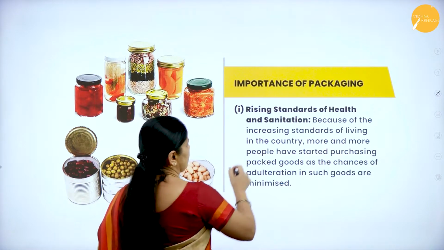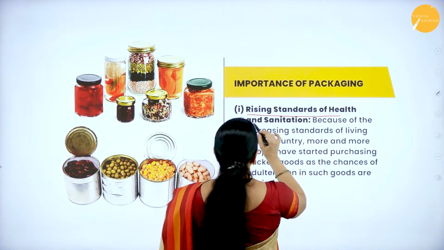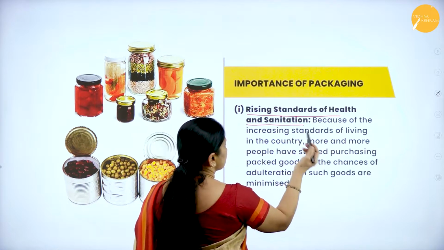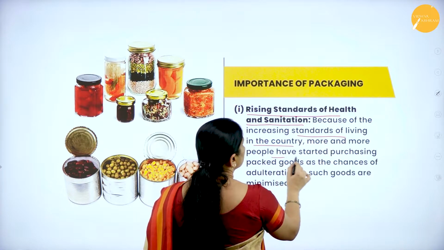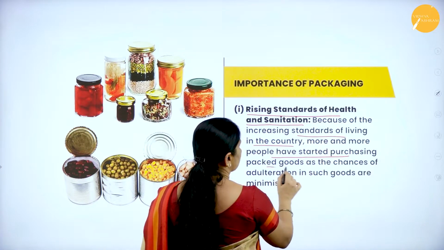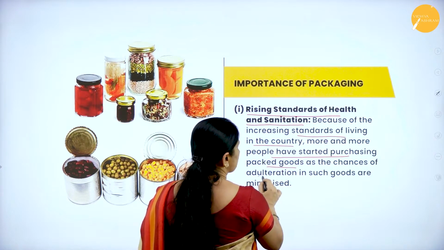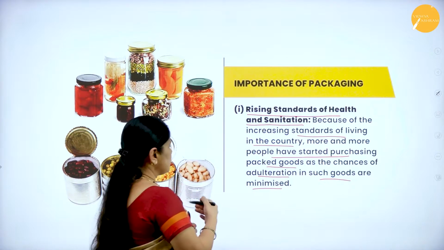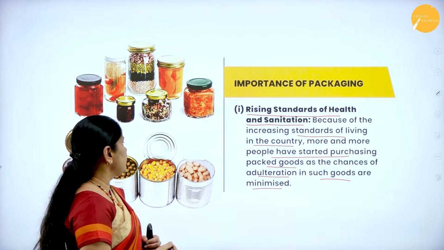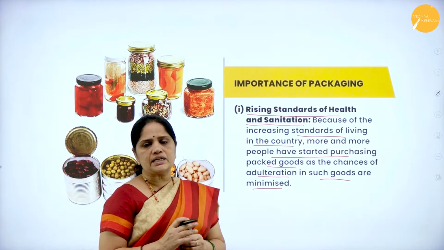Now, first one is the rising standards of health and sanitation. Because of increasing standards of living in the country, more and more people have started purchasing packed goods as the chances of adulteration in such goods are minimized. Now, we can see there are a lot of food products which are available in tinned and sealed packs.